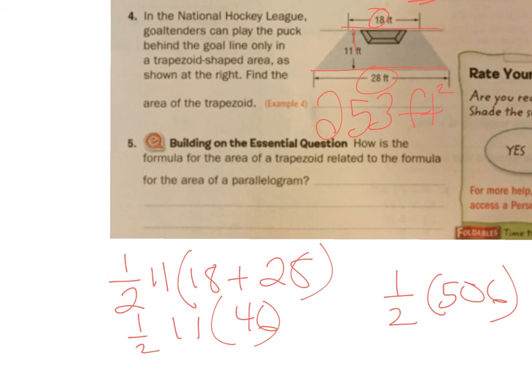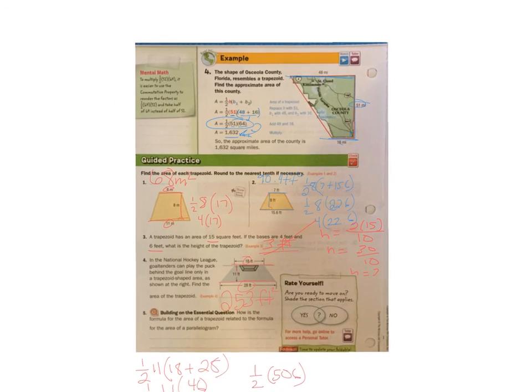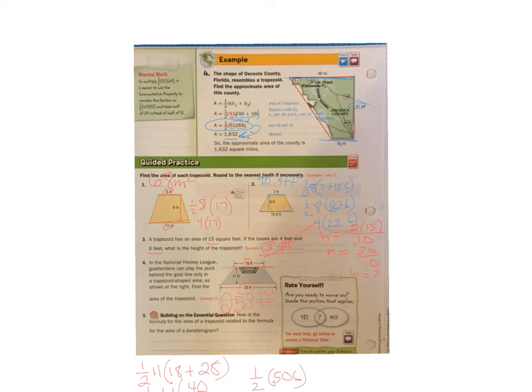And that's how much room. Okay? So, hopefully you understand the two formulas, how to find the area of a trapezoid, and if you need to find the height of a trapezoid when you know the area, that's another formula. Okay?